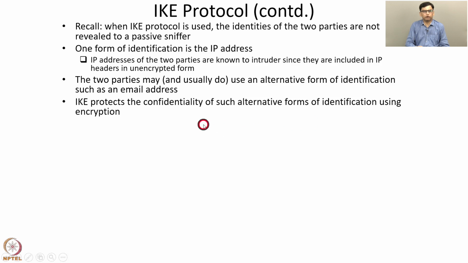So only after the IKEY secure channel is created, this identity, that is the email address, is revealed. But since it is encrypted, it is not known to a passive sniffer. Now the question is, why are two phases used in the IKEY protocol? Why not create the secure channel and create the keys in one phase?